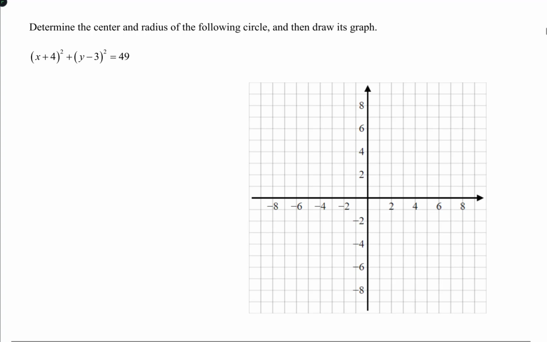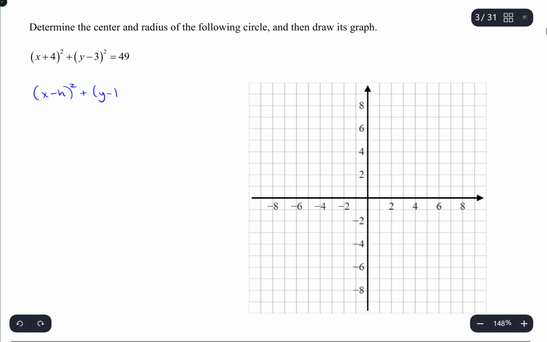Determine the center and radius of the following circle, and then draw its graph. So in order to identify the center and radius of a circle, it's best to have the circle written in what's known as standard form or center radius form. And that looks like x minus h quantity squared plus y minus k quantity squared equals r squared.